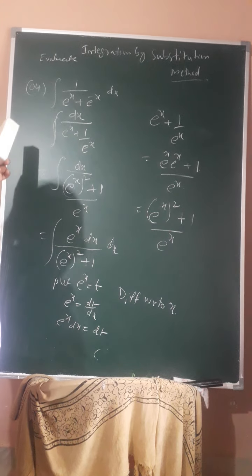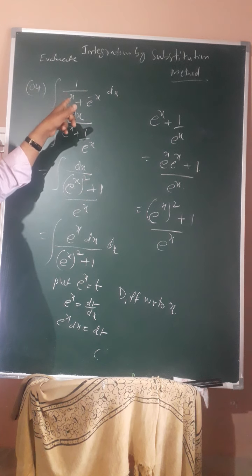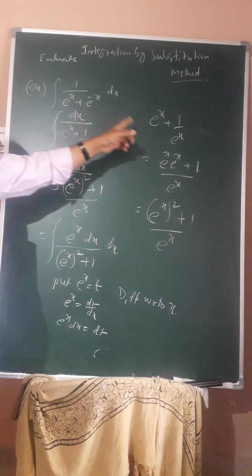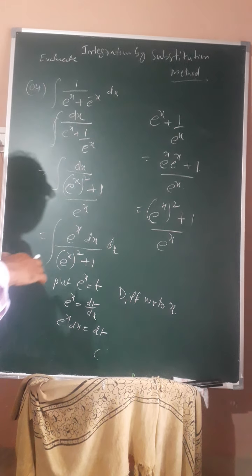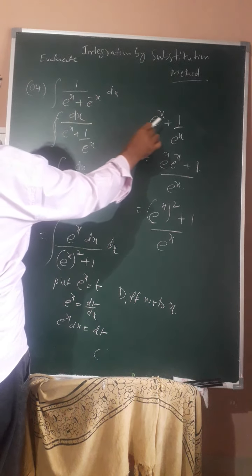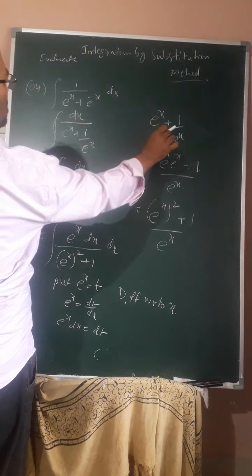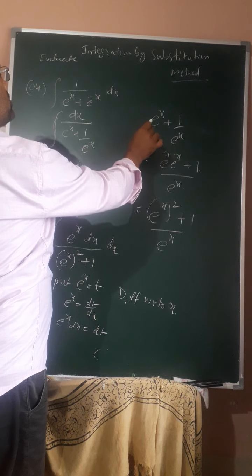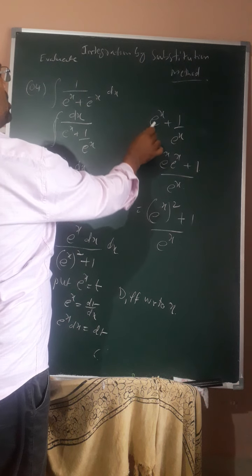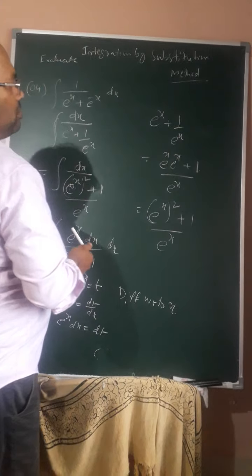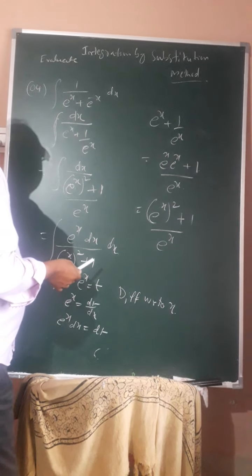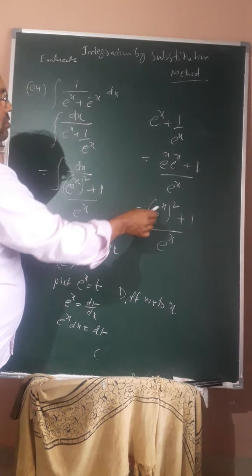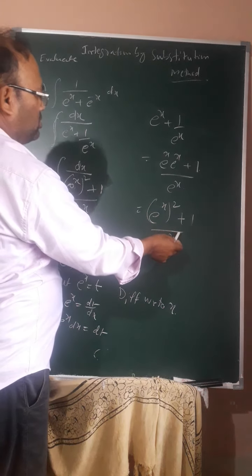Let us take a fourth problem. Integration of 1 by e raised to x plus e raised to minus x. This can be simplified here. e raised to x plus e raised to minus x can be written as e raised to x plus 1 by e raised to x. If you take LCM, e raised to x into e raised to x plus 1, divided by e raised to x. Now this is e raised to x whole square plus 1, divided by e raised to x.